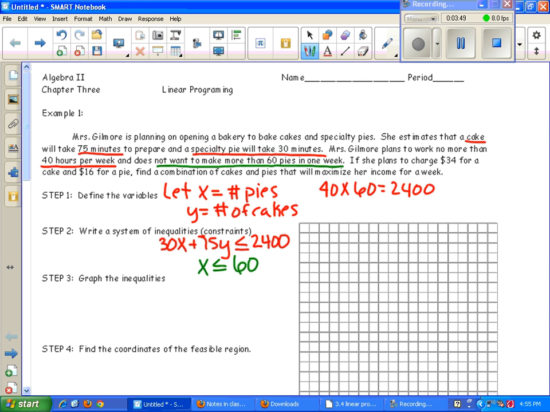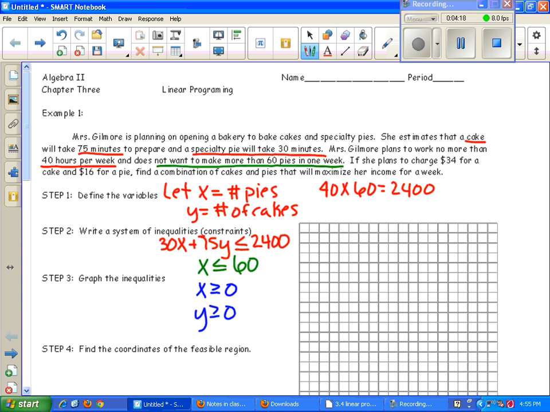Now, 2 more equations that we don't always write down, but I'm going to talk about them for this first problem, is that we know, can we have negative pies? No. So since we can't have negative pies, we would also include that x has to be greater than or equal to 0, and we also can't have negative cakes, so y would also have to be greater than or equal to 0. Now, we don't always write those 2 last equations down. However, for this being the first time that we're looking at these, I'm going to write them so that you can see it.